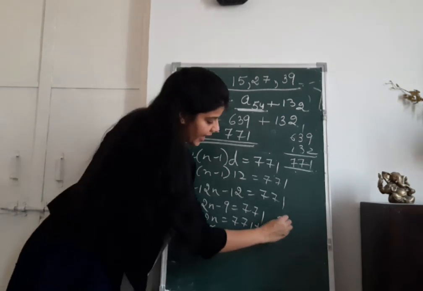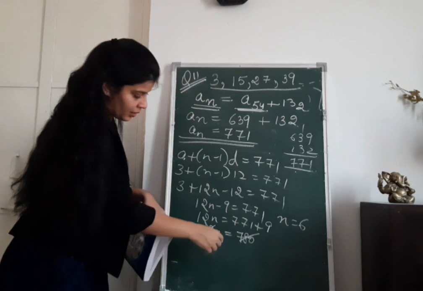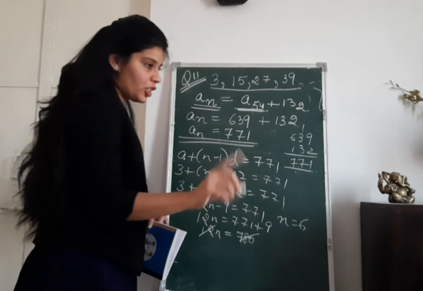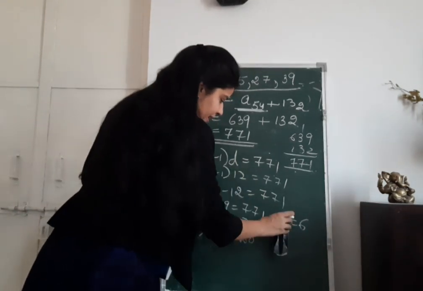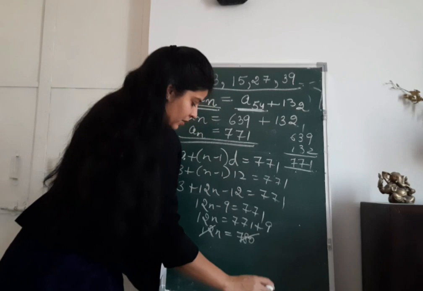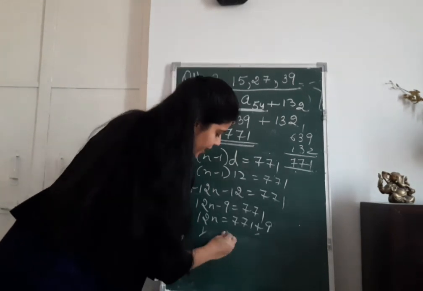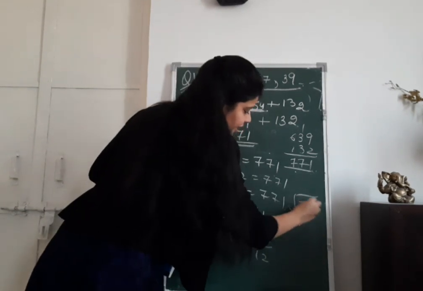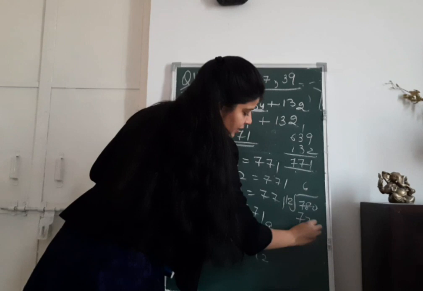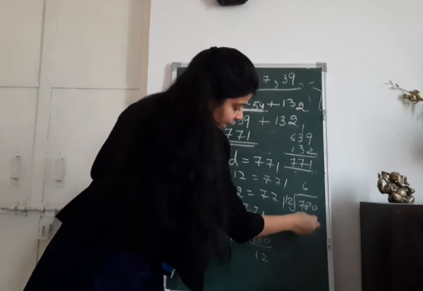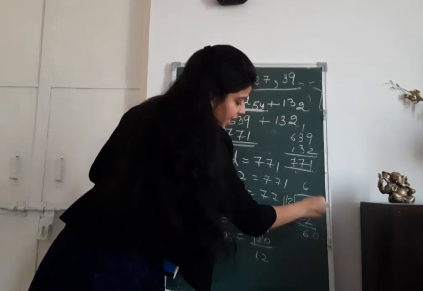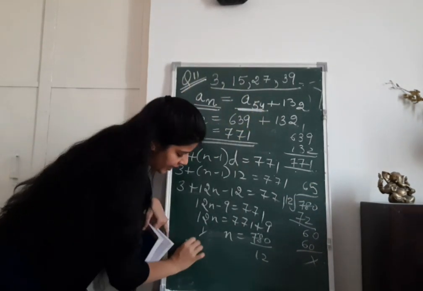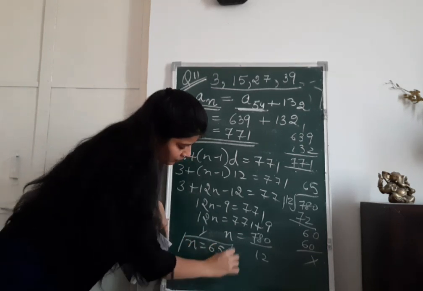That gives me n is equal to what? 12 6 is 72. So if you are going to divide this, then what you will get? Basically n is equal to 780 by 12. So 780 divided by 12. 12 6 are 72, and I get here 8 and 2, 60, and 12 5 is 60. So what I get? n is equal to 65.